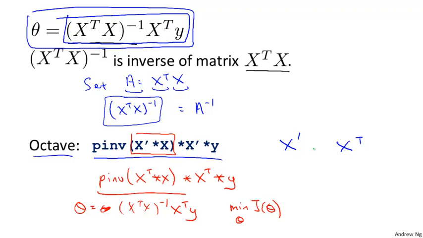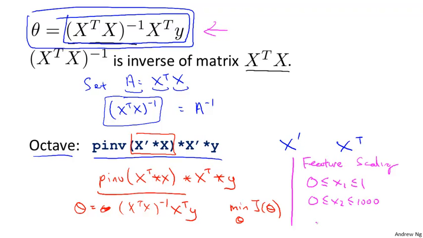One last detail. In an earlier video, I talked about feature scaling and the idea of getting features to be on similar ranges of scales, or similar ranges of values of each other. If you're using this normal equation method, then feature scaling isn't actually necessary, and it is actually okay if, say, some feature x1 is between 0 and 1, and some feature x2 ranges from 0 to 1000, and some feature x3 ranges from 0 to 10 to the minus 5.